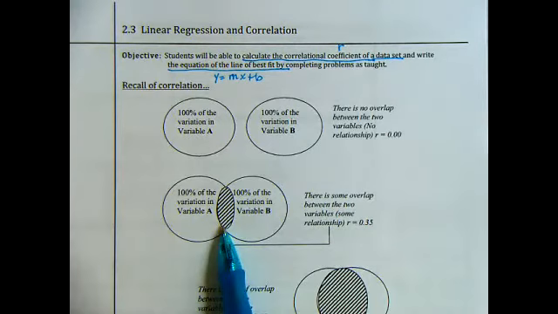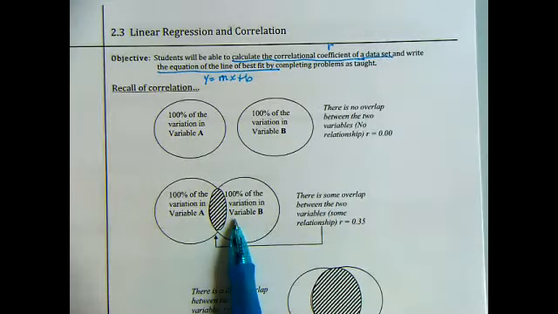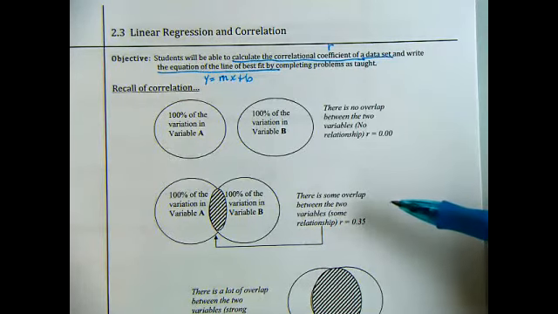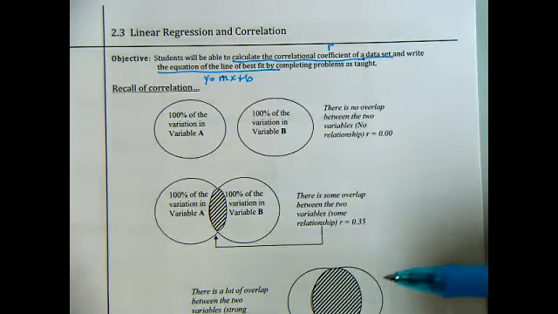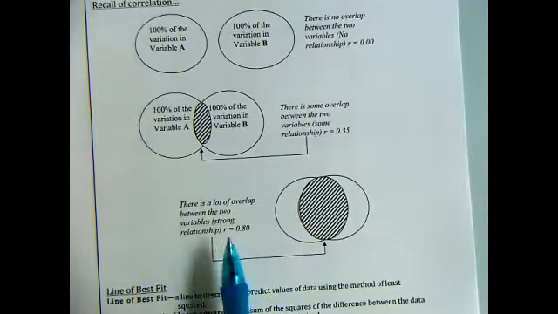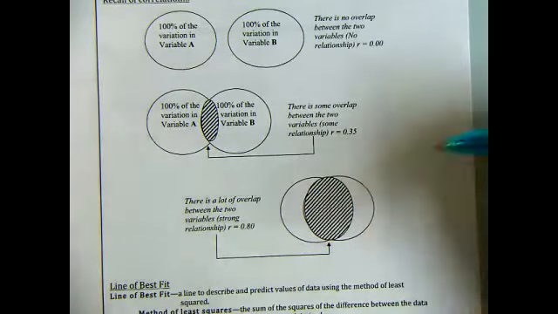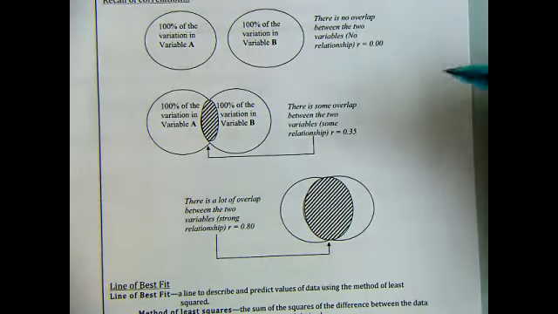When you have some overlap between the variables, some relationship there, then you have somewhat of a correlation. It has some relationship, okay? When you have a lot of overlap between the two variables, then you have a stronger relationship or a stronger correlation, okay? Now remember again, correlation does not mean causation. Just because two variables are correlated does not mean that one causes the other. It just means that there is some sort of a relationship between them.